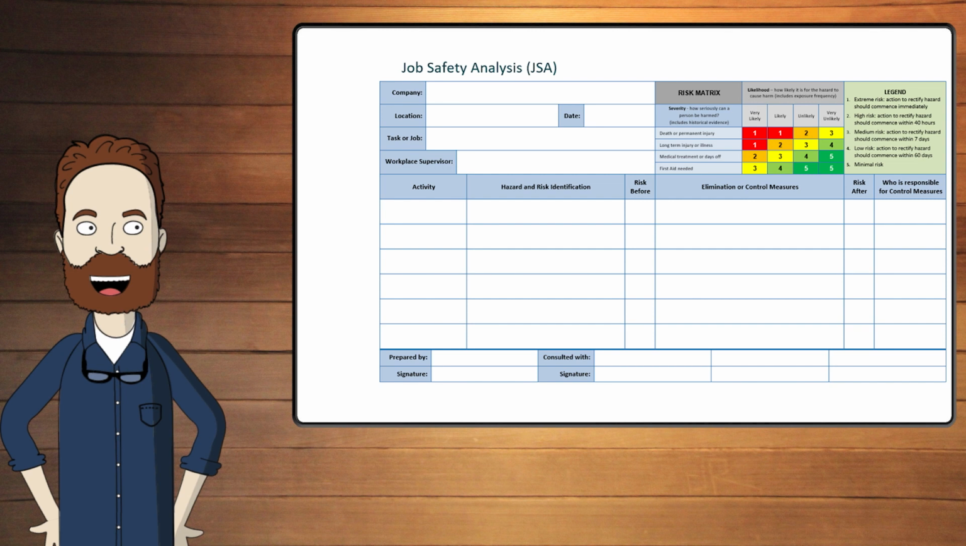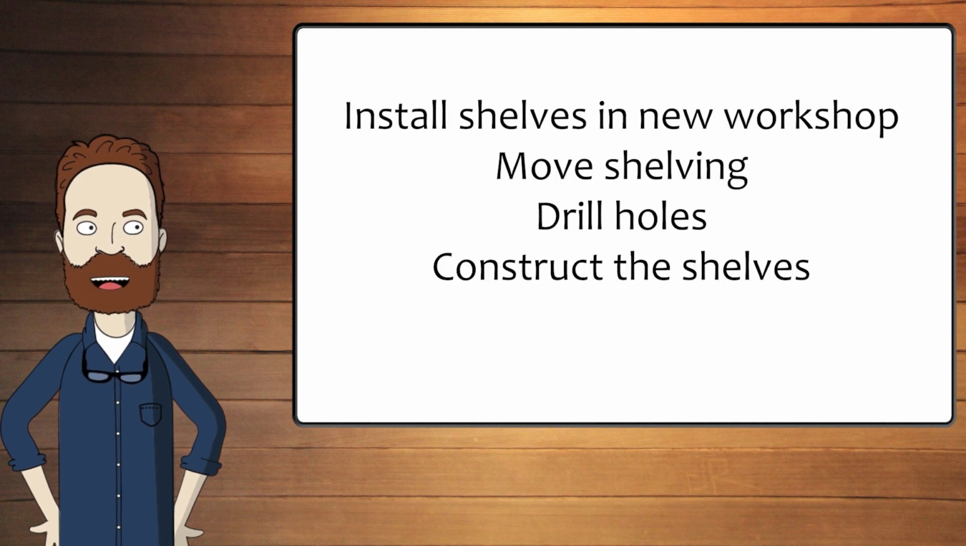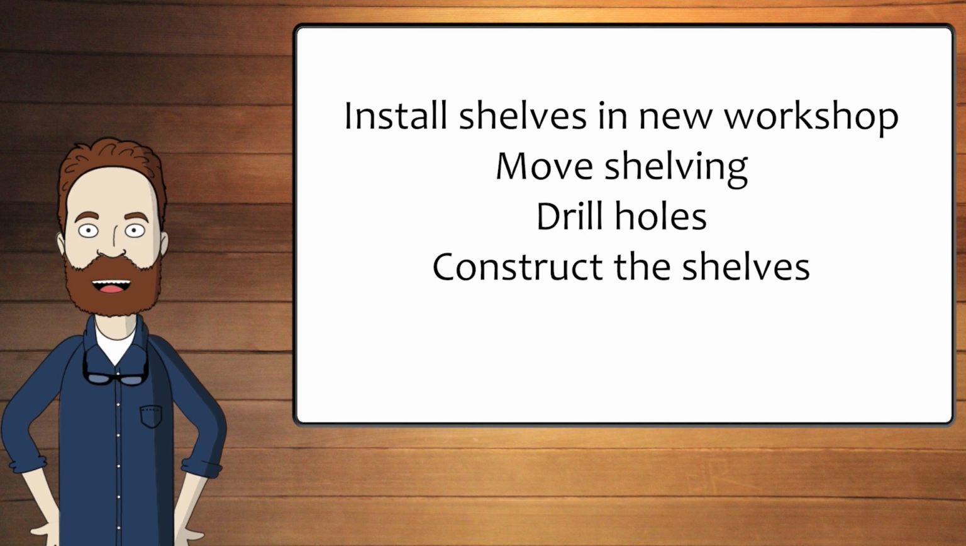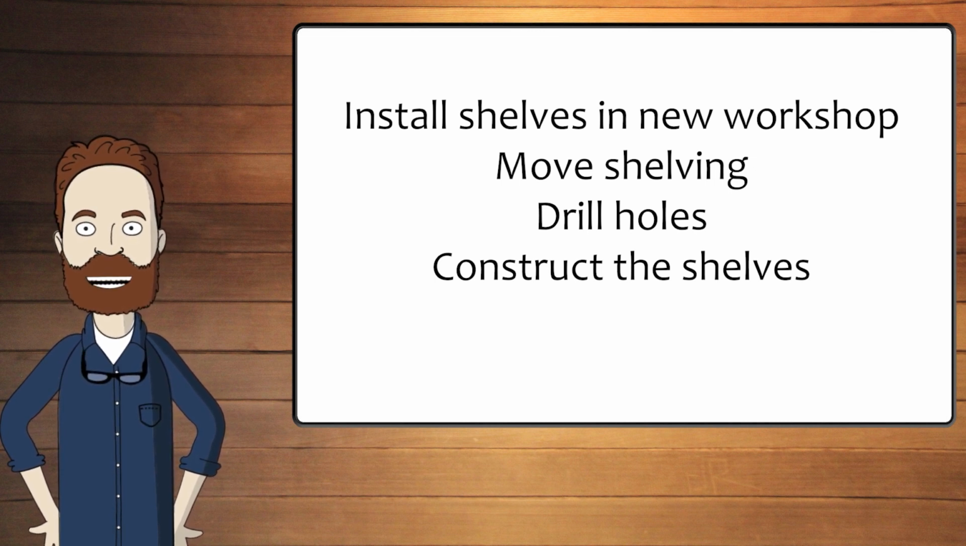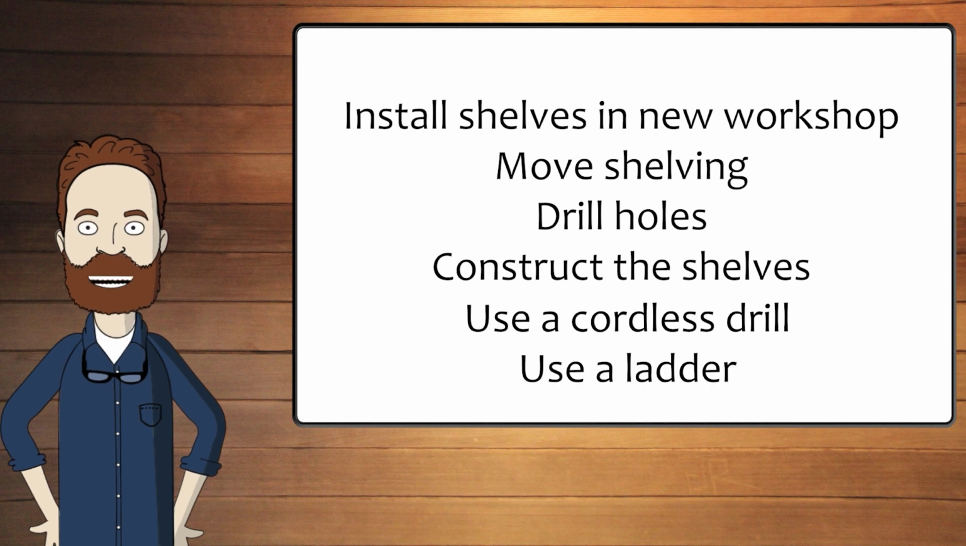Let's look at an example, where you and your workmate have been asked to help install some shelving on a wall in a new workshop. You'll need to move the shelving to the area, drill holes for the brackets and construct the shelves. The power has not yet been connected to the workshop, so you will need a cordless drill and a ladder to reach the higher sections of the wall.